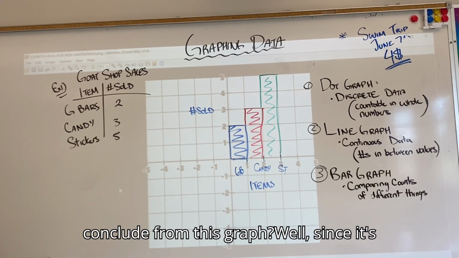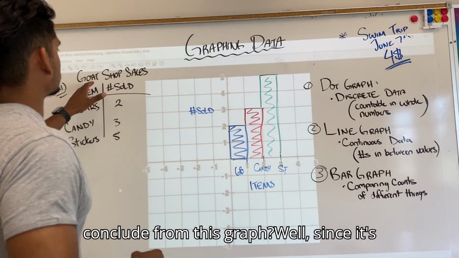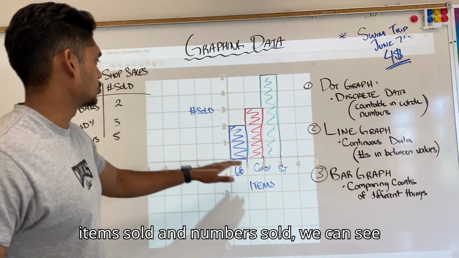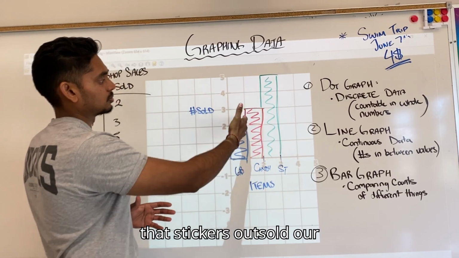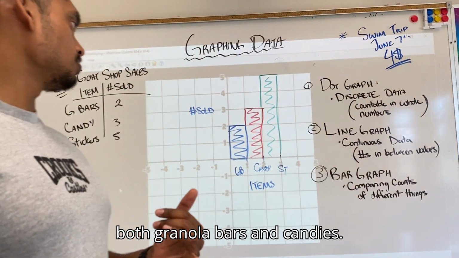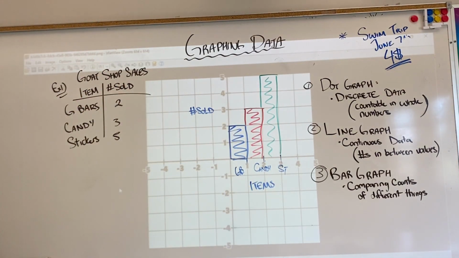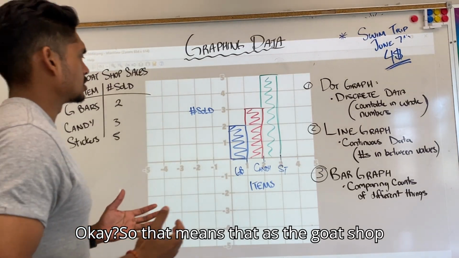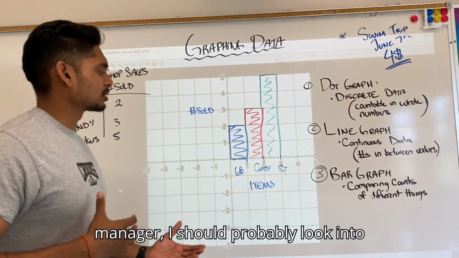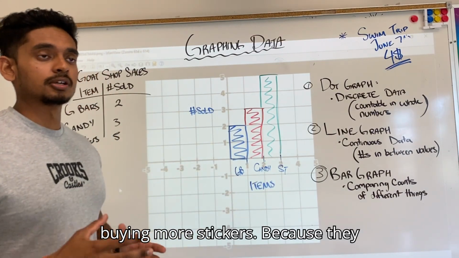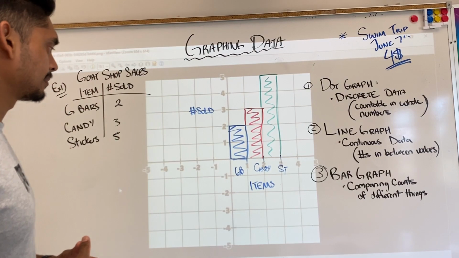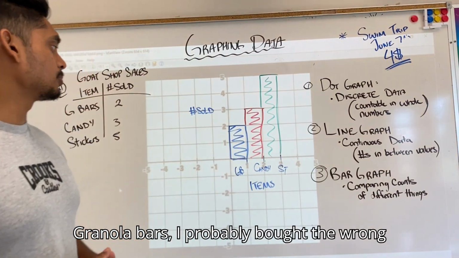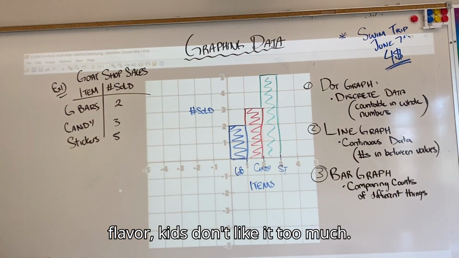What can we conclude from this graph? Well, since it's goat shop sales and we're looking at items sold and number sold, we can see that stickers outsold both granola bars and candies. Okay, so that means as the goat shop manager, I should probably look into buying more stickers because they sell so hot. They're a hot commodity. Granola bars, I probably bought the wrong flavor. Kids don't like it too much.